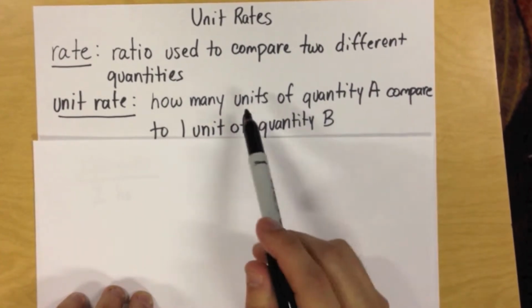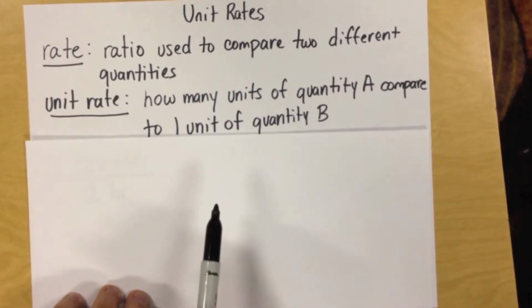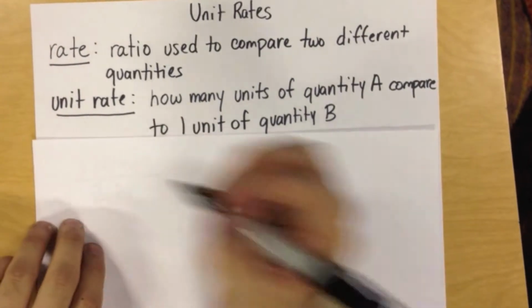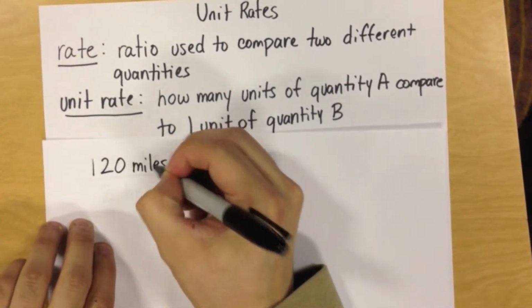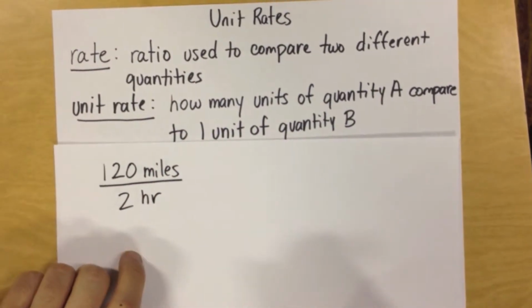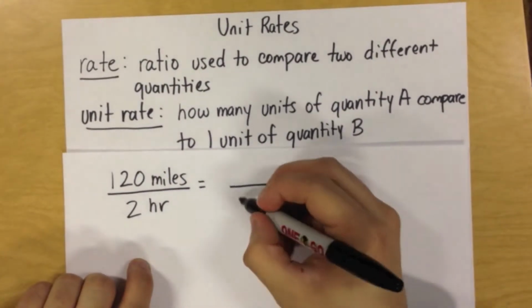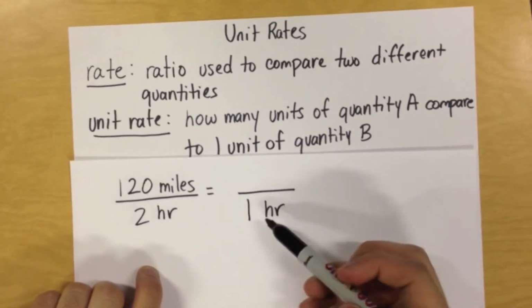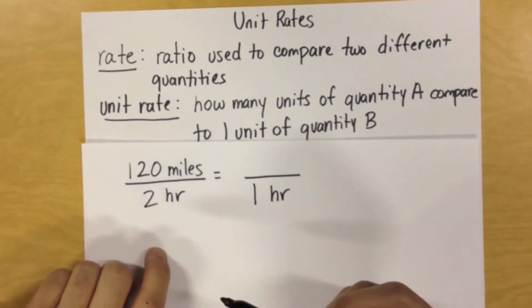It tells us how many units of quantity A, in this case miles, compare to 1 unit of quantity B, in this case hours. So in our example, we're given that we travel 120 miles in 2 hours. What a unit rate would be finding out, well, how many miles did I travel in 1 hour? Notice the 1 here. This is my quantity A, miles, compared to my quantity B, hours.